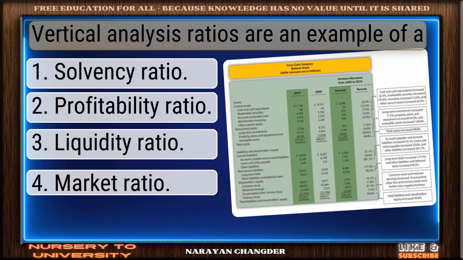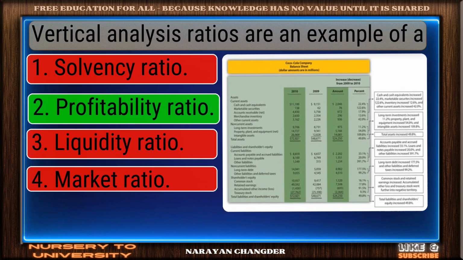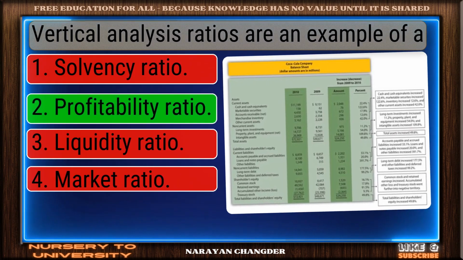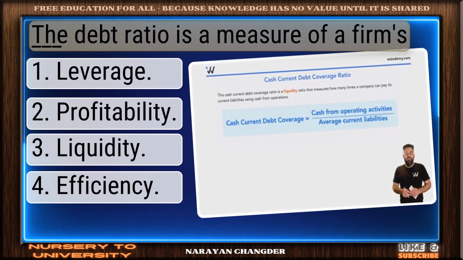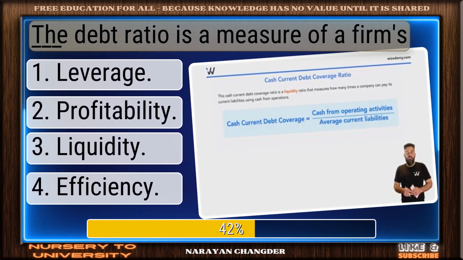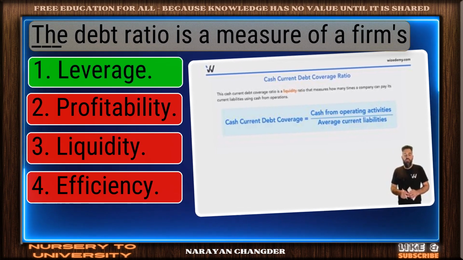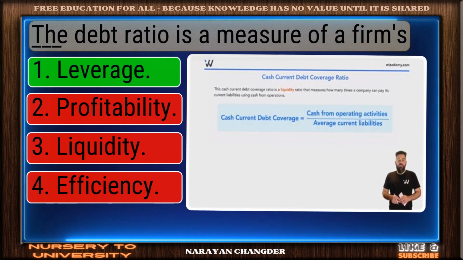Vertical analysis ratios are an example of a. Clear logic. Your choice profitability ratio is sound and 100% true. The debt ratio is a measure of a firm's dash. Nice selection. Leverage is the correct and valid answer.